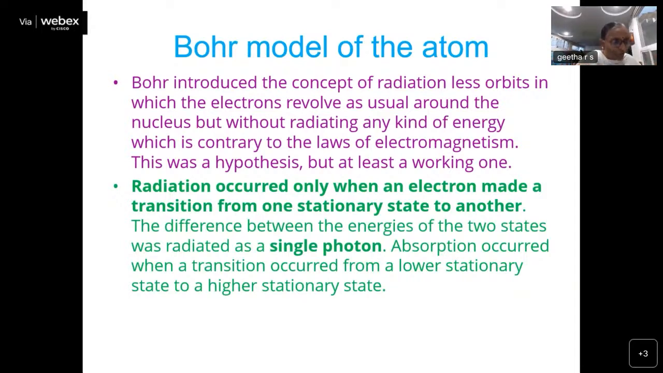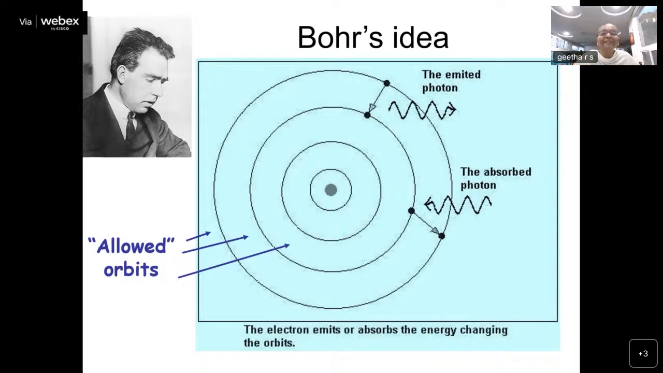Because the alpha ray scattering experiment shows it is like that. And light has to be given out, because the spectrum is coming. Unless light is given out, the spectrum won't be there. Those allowed orbits are known as stationary orbits. Light is emitted when an electron transits from one state to another. Depending on the energies, that kind of light is emitted. When there is a transition from a higher energy to a lower energy, the difference in the energy is given out in the form of light. So this was his idea.